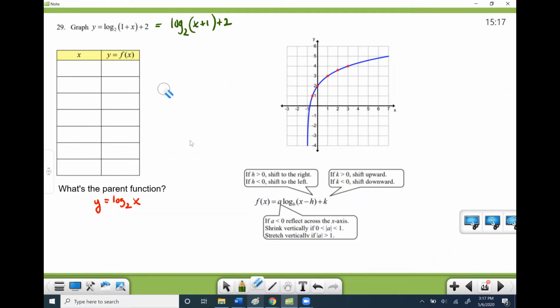One more. And this time you guys tell me. What would be the parent function? Very good, you guys. Yep. Get rid of the 3. That's the stretch. Get rid of the shift to the left and the shift down.